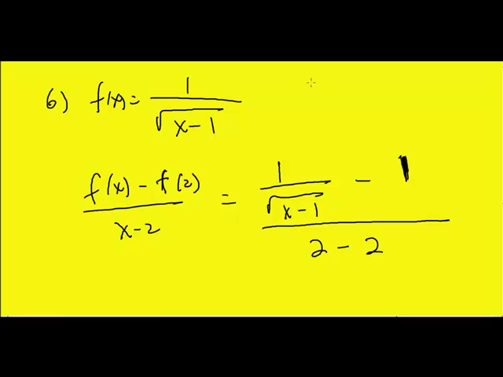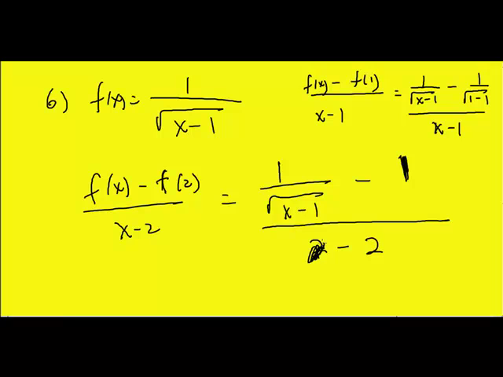Alright, B. F of x minus f of 1, all that over x minus 1. Okay, f of x means 1 over square root of x minus 1 minus 1 over square root of 1 minus 1, all that over x minus 1. No, this one should be x, I'm sorry. Yeah. Change that to x. Sorry. Bottom doesn't change.